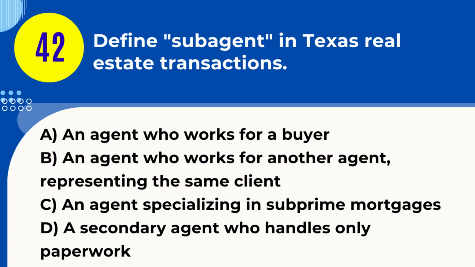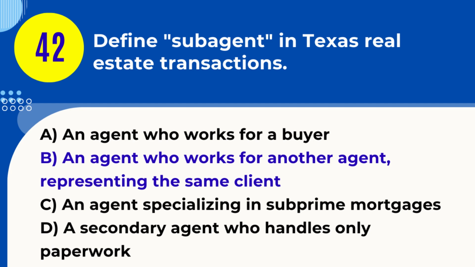Question 42. Define subagent in Texas real estate transactions. A. An agent who works for a buyer. B. An agent who works for another agent, representing the same client. C. An agent specializing in subprime mortgages. D. A secondary agent who handles only paperwork. Answer. B. An agent who works for another agent, representing the same client.